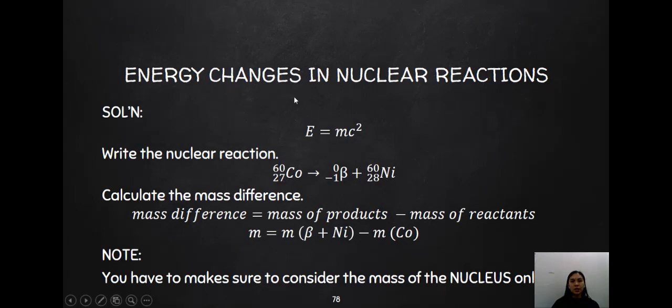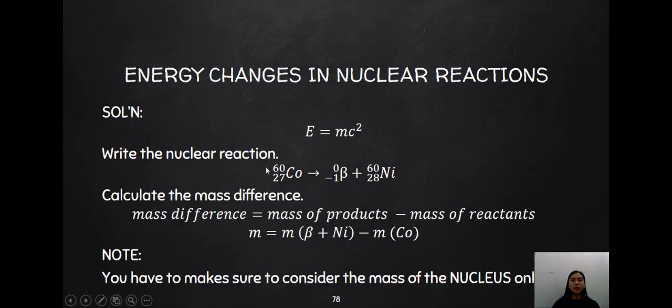So, energy changes in nuclear reaction. This is the solution. You have the main equation, E equals mc squared. Now, of course, the first thing that you need to do is to write the nuclear reaction involved. Cobalt-60 daw, naging nickel-60. And, paano siya naging nickel-60?